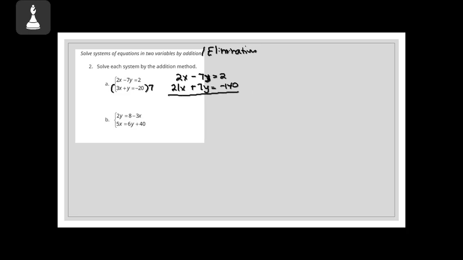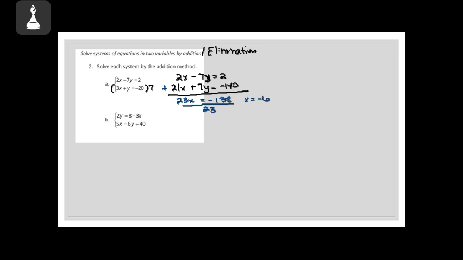Now, if you look at the y's, I have negative 7y and positive 7y. If I were to add top to bottom, the y's are going to cancel out. So watch what happens. 2x plus 21x is 23x. Negative 7y plus 7y is no y's. 2 plus negative 140 is negative 138. So now I have an equation that's just x's. Well, I can easily solve that by dividing everything through by 23. I get x is equal to negative 6.